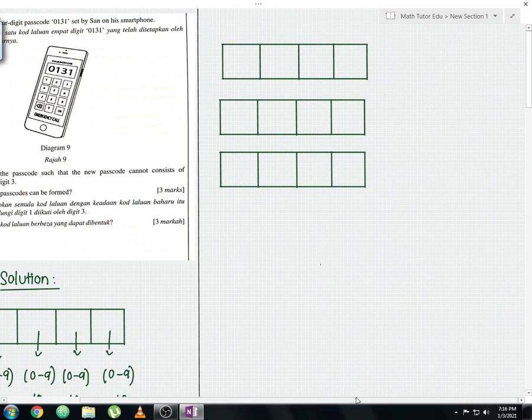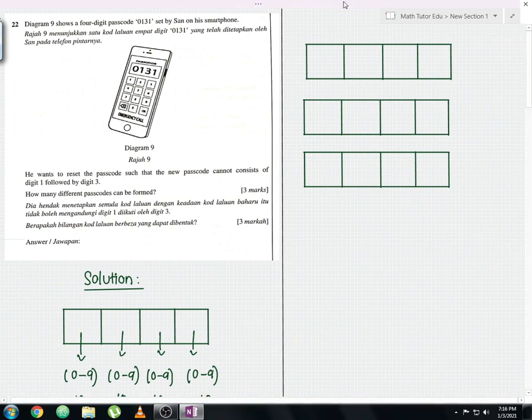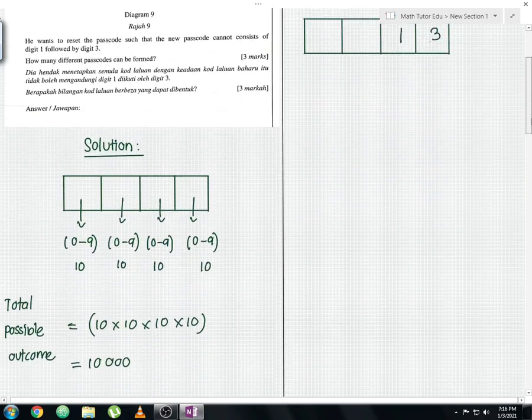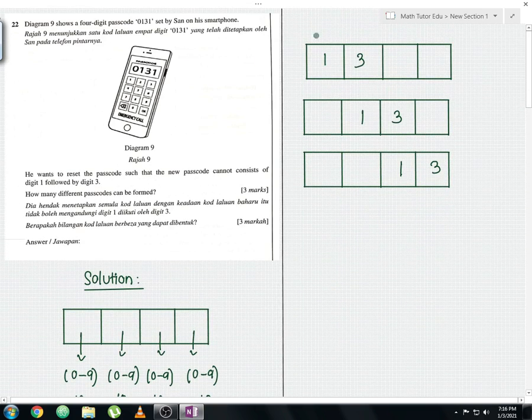In the first case, you can have your 1 and 3 over here. In the second case, you have your 1 and 3 in the middle, and in the last case you can have 1 and 3 at the back. Okay, so from here, for the 1 and 3, you only have one possible outcome, so you are left with 1.